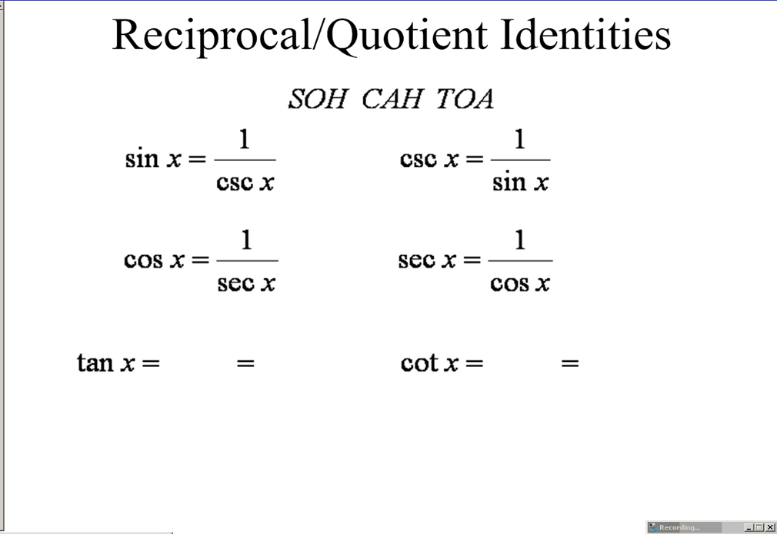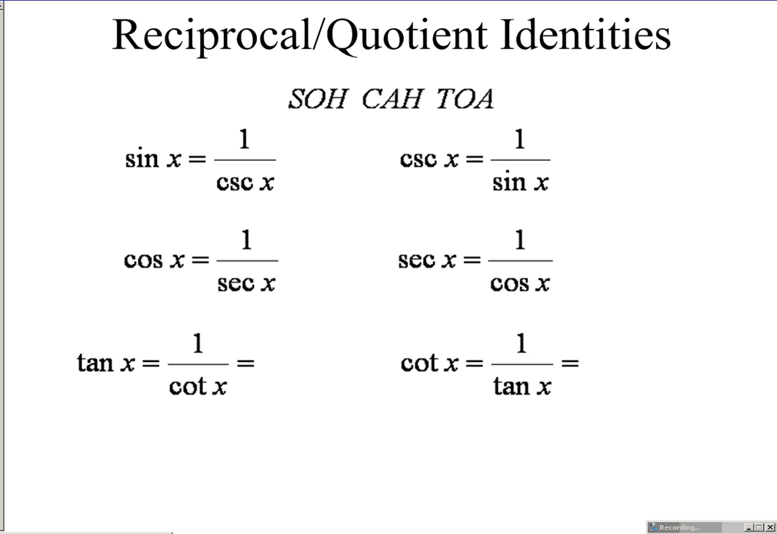Tangent as a reciprocal identity is paired with cotangent. So tangent is 1 over cotangent, which means cotangent is 1 over tangent. So there's your 6 reciprocal identities. Those will be the first 6 questions on every single identity quiz that you take over the next 2 chapters.